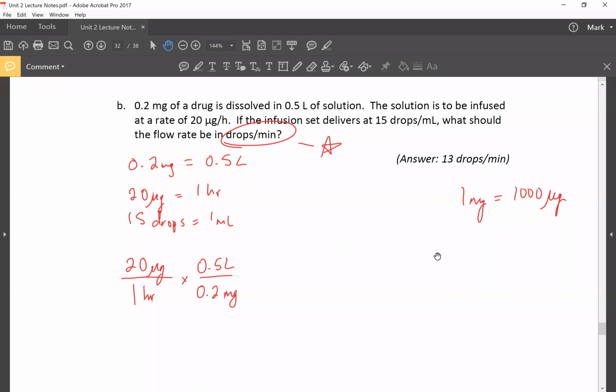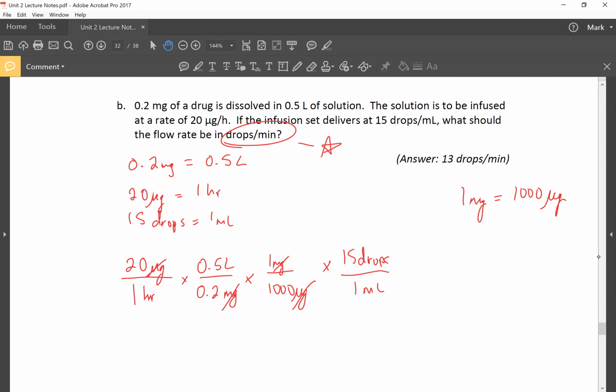Right here. Okay, so you'll notice here that nothing is canceling, but now what I can do is multiply this by 1 milligram is equal to 1,000 micrograms. And now look what's happening. The milligrams have changed to micrograms. My micrograms have canceled and changed into liters. And now we're getting somewhere. So I've converted my micrograms into liters, and I know that I have 15 drops per milliliter. So I'm almost there.